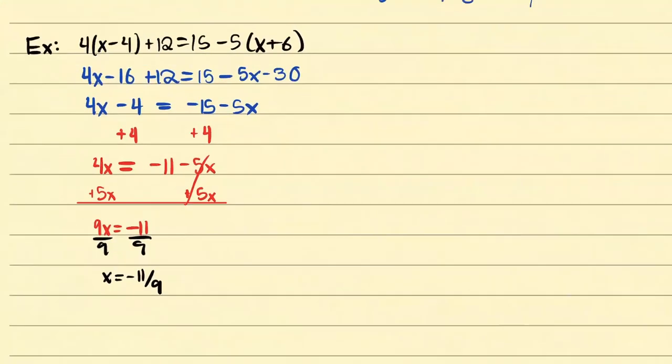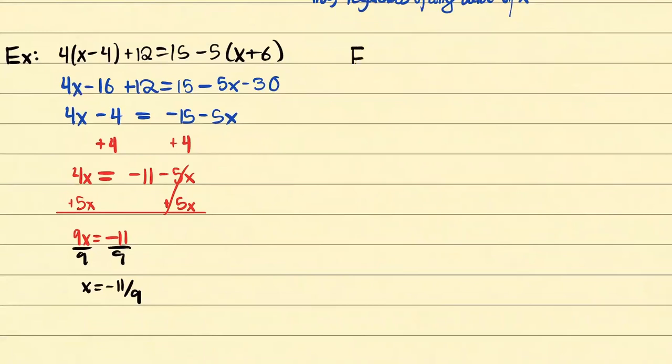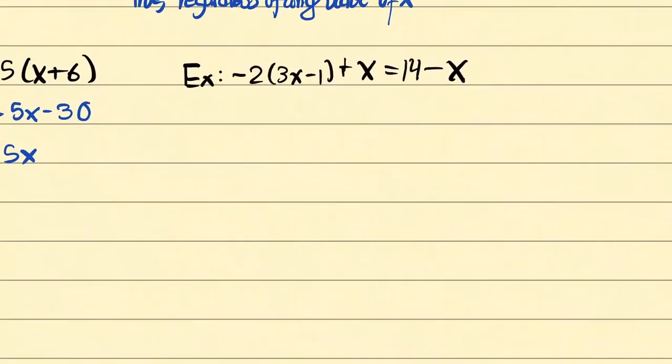Let's try another one. Negative 2 times 3x minus 1, plus x, equal to 14 minus x. Wow, this handwriting is especially bad today. So guiding light, I want to collect all the x's on one side and shove all the things that don't involve x on the other side. But in order to do that, I need to expand this parenthesis as much as I can.